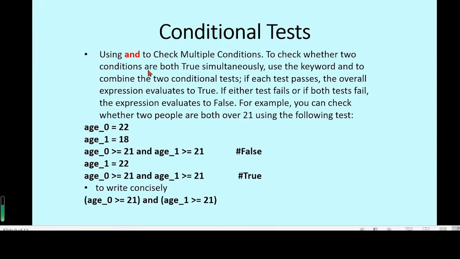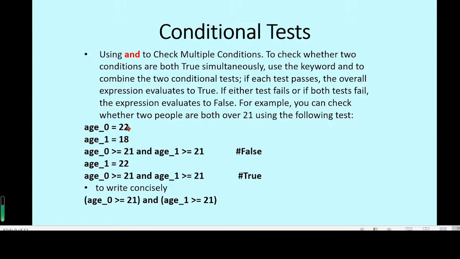And you can use AND to check multiple conditions. To check whether two conditions are both true simultaneously, you can use the keyword AND to combine the two conditional tests. If each test passes, the overall expression evaluates to true. If either test fails, or if both tests fail, the expression evaluates to false. For example, you can check whether two people are both over 21 using the following test.